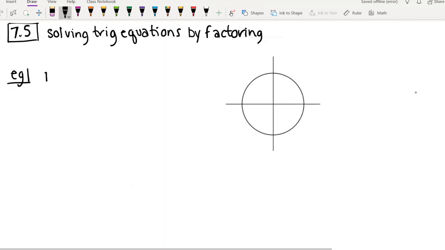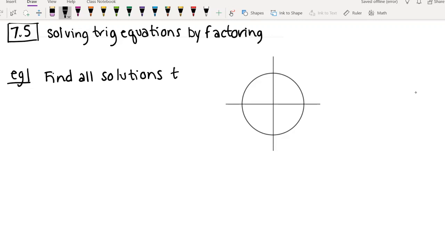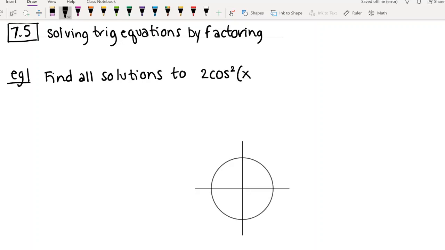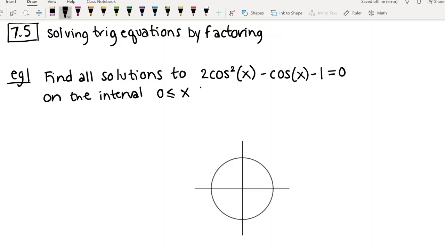So we're going to find all solutions to 2 cosine squared of x minus cosine of x minus 1 is equal to 0. And we're going to be focusing, like I said, on the interval where x is between 0 and 2 pi.